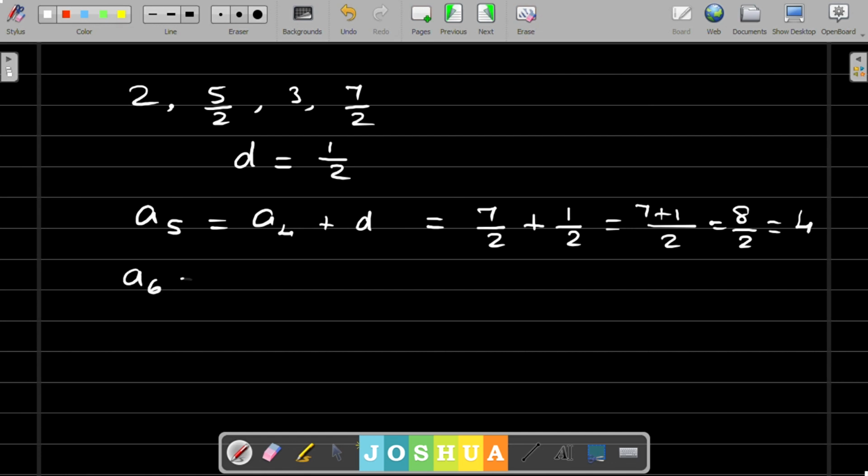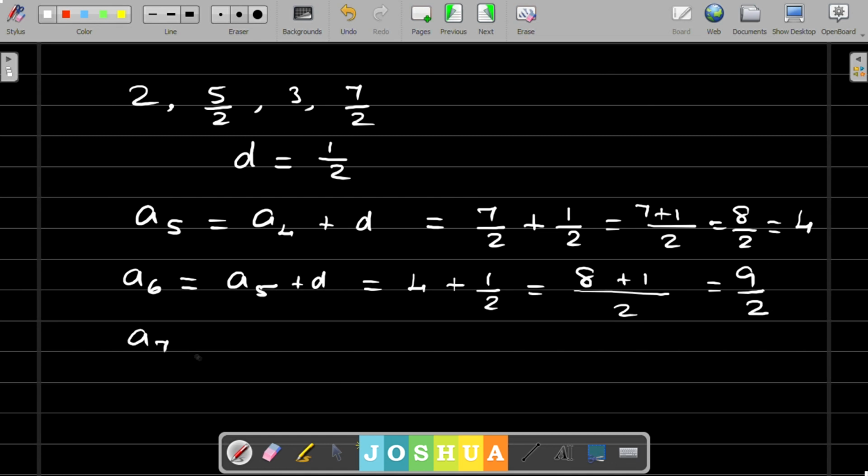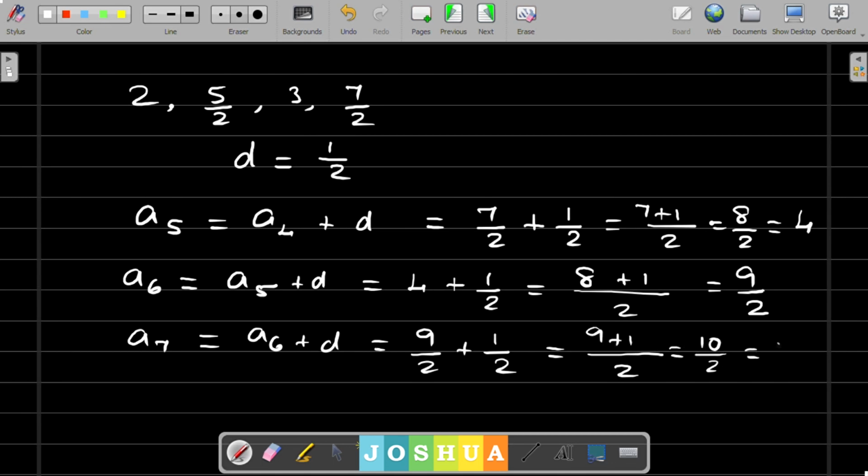I'm going to find the sixth term. The sixth term is the sum of the fifth term and the difference. The fifth term here is 4 and the difference is 1 by 2. Take 2 common here. 4 2s are 8 plus 1, that is equal to 9 upon 2. I'm going to find the seventh term, that is the sixth term plus difference. The sixth term is 9 upon 2 and the difference is 1 upon 2. Take 2 as common denominator, so 9 plus 1 is 10. 10 upon 2 is equal to 5.